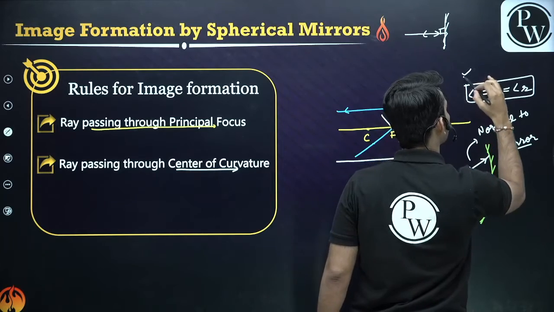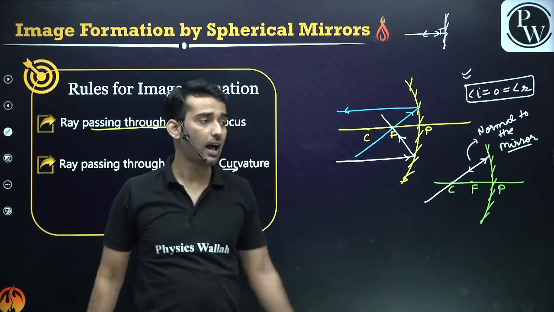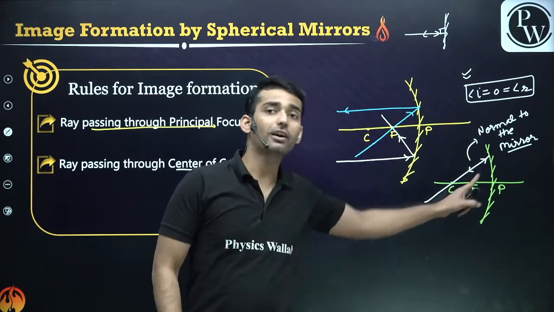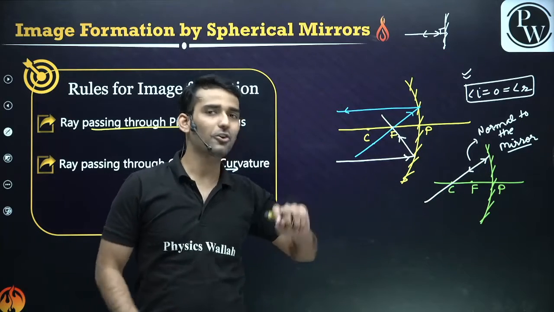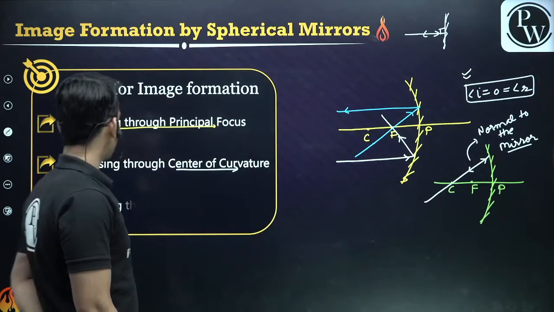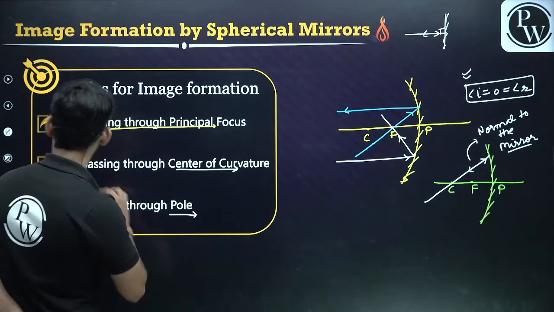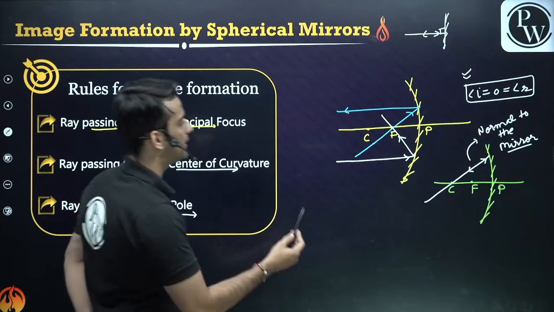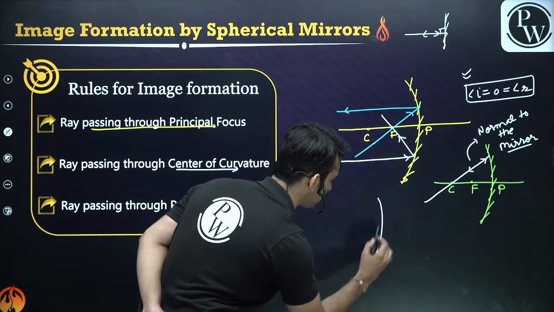Just recall this. It is very, very important, can be asked. I and R are 0 for a ray passing through the center of curvature. And the last ray is the ray passing through the pole. So guys, if I pass any ray through the pole, what will happen?